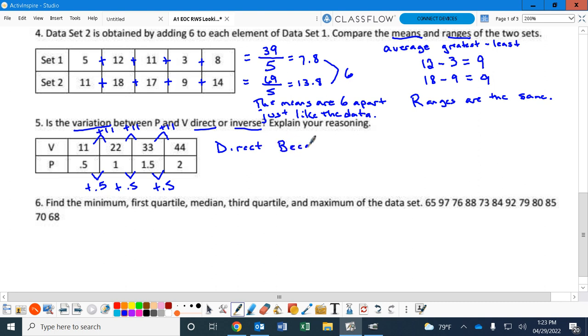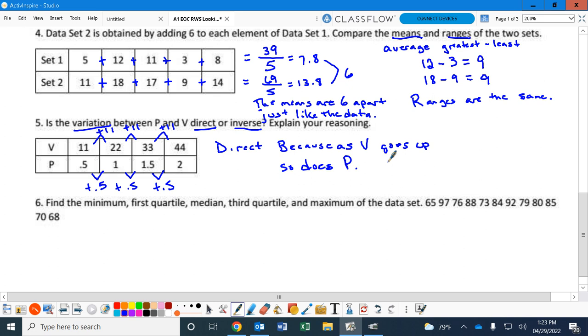Because as V goes up, so does P. Guys, as it goes up, P goes up. It doesn't go up and then down like quadratics do. Remember how the ones that go up, then down, then up, they change, so it doesn't go consistently in the same direction. Okay, guys.